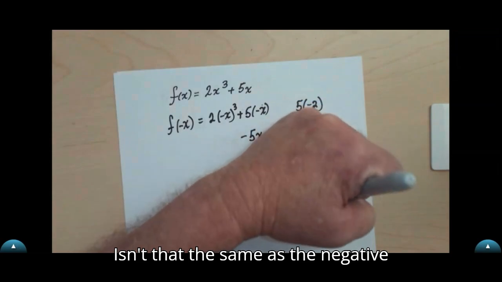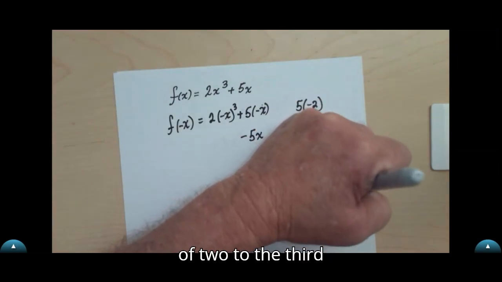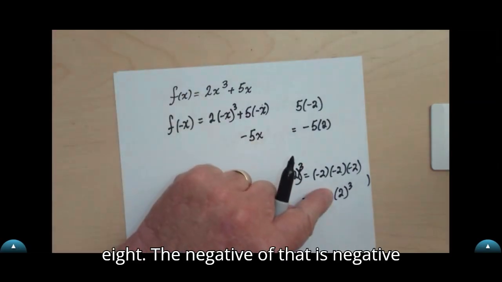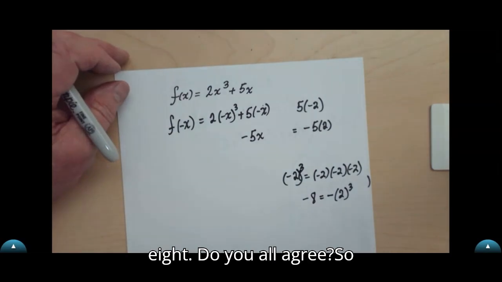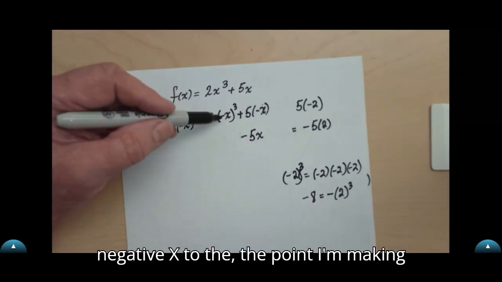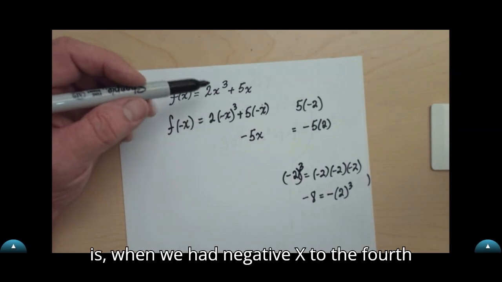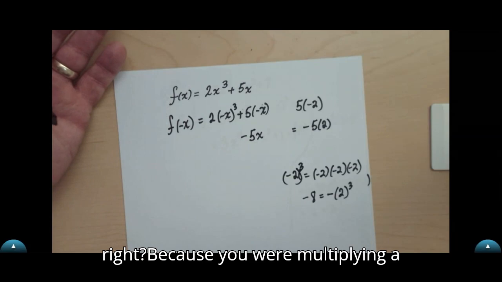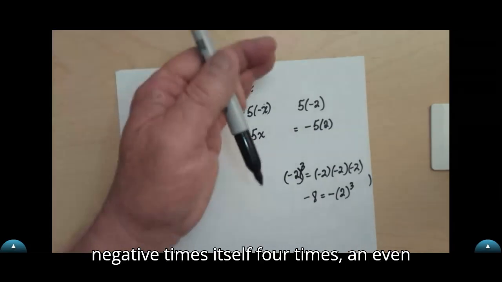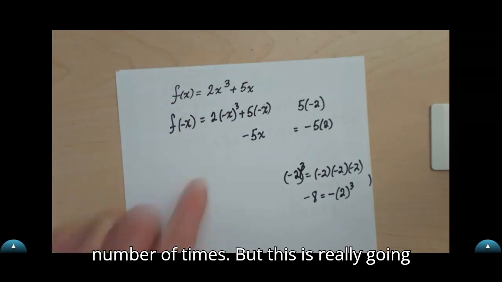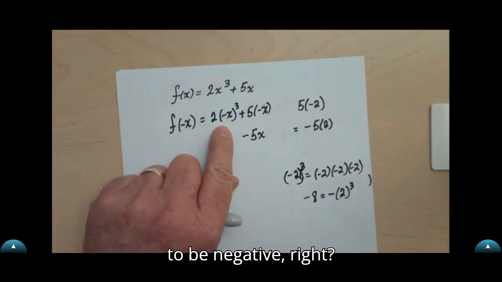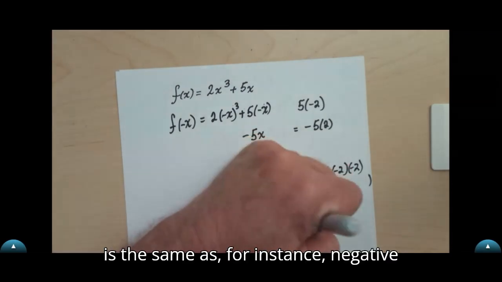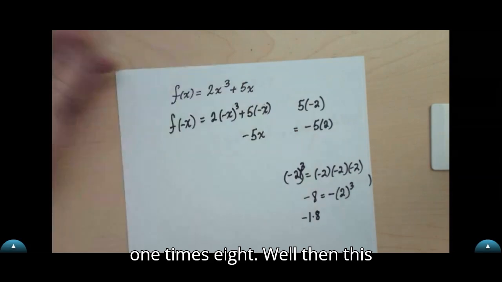Isn't that the same as the negative of 2 to the third power? 2 to the third power is 8. The negative of that is negative 8. Do y'all agree? So the point I'm making is, when we had negative x to the fourth power, that turned out to be positive, right? Because you were multiplying a negative times itself 4 times, an even number of times. But this is really going to be negative, right? So negative 8 is the same as, for instance, negative 1 times 8.